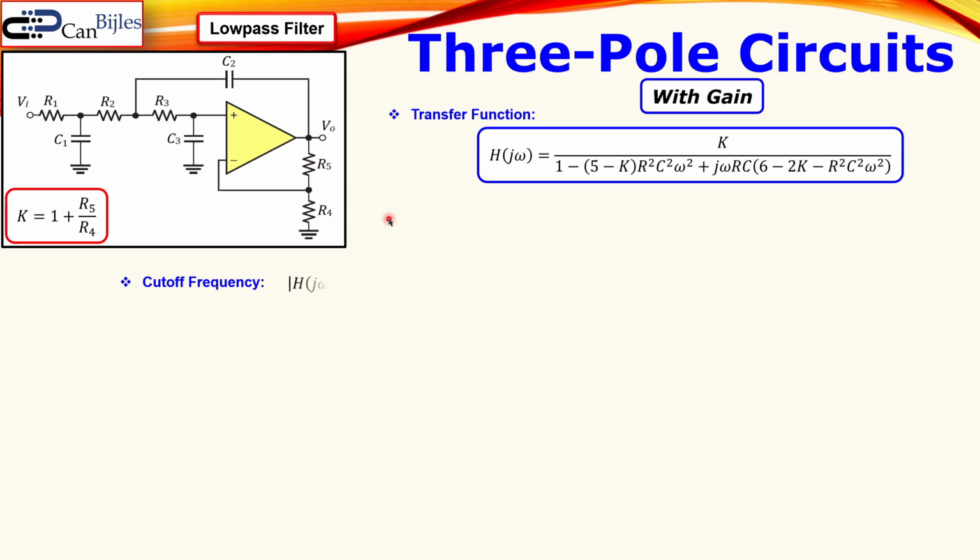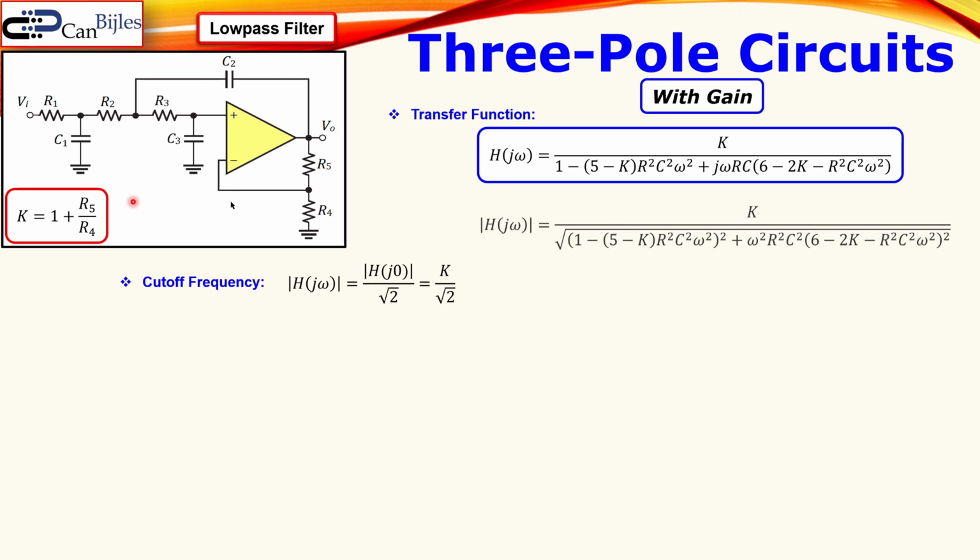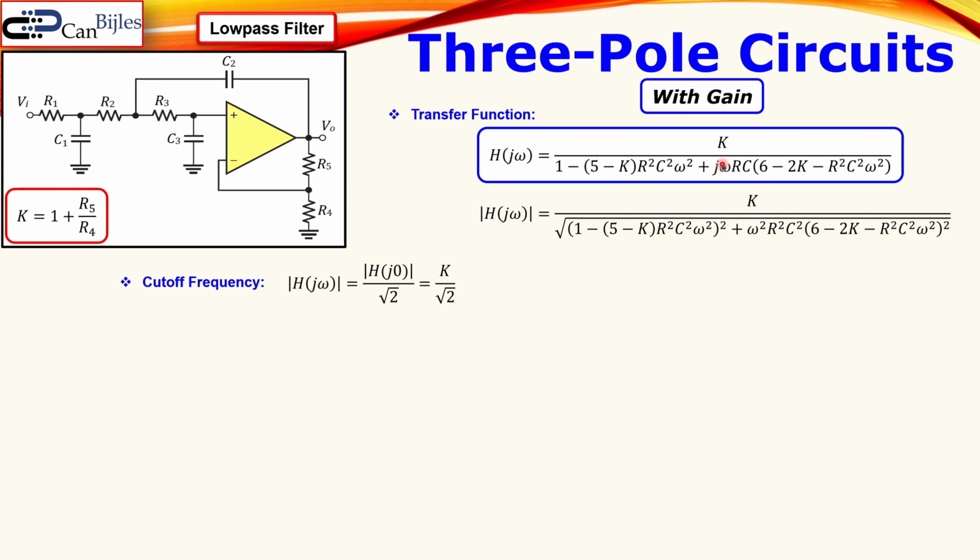Okay, now look at the situation of the cutoff frequency. How does it work? The cutoff frequency is again the low frequency gain divided by the square root of 2. We start with a low pass filter. The low frequency gain is K, which is given by 1 plus R5 over R4. But do we know that? Not yet. But we can also use this transfer function for this low pass 3-pole circuit, and then equate this to K over the square root of 2. That's what we do here.